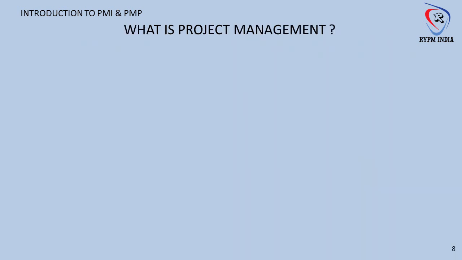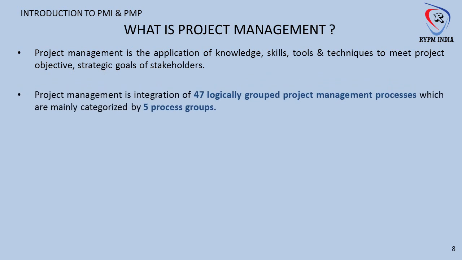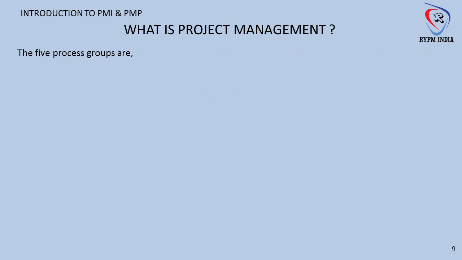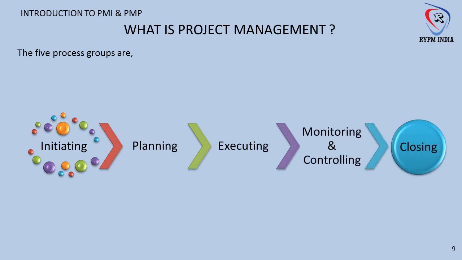Now we will see what is project management. Project management is the application of knowledge, skills, tools and techniques to meet project objectives and the strategic goals of stakeholders. Project management is integration of 47 logically grouped project management processes, which are mainly categorized into 5 process groups. The 5 process groups are initiating process group, planning process group, executing process group, monitoring and controlling process group, and the last process group is closing process group.